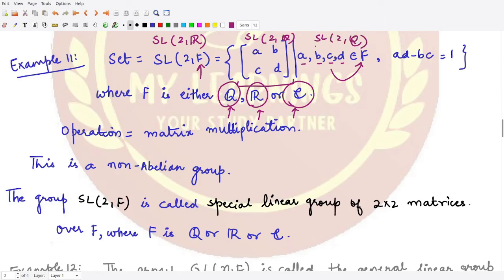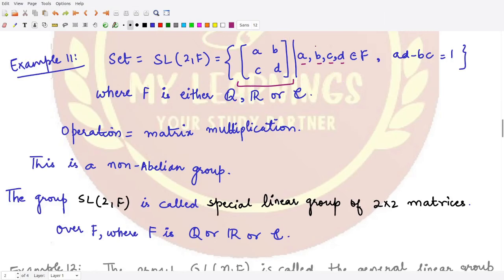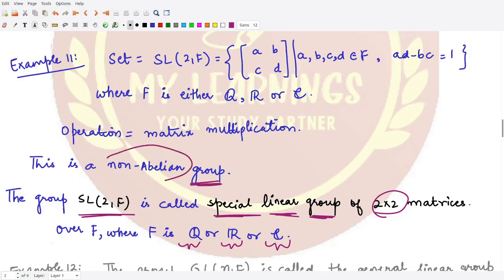So okay, what is this group? This set consists of all 2 cross 2 matrices such that the determinant in this case is equal to 1, right? This is the property. So we have a special name for this. This is a special linear group having all 2 cross 2 matrices over the field F, where F is either Q or R or C, right? So this also forms a group, and it is also a non-abelian group.